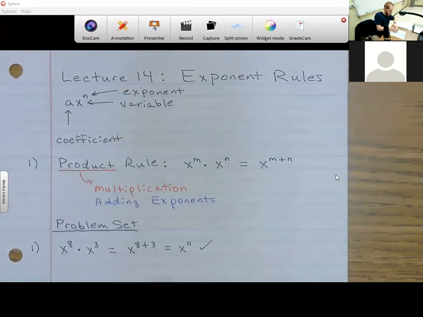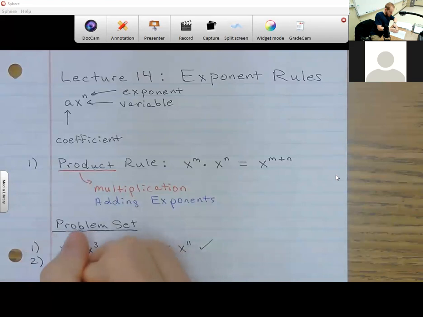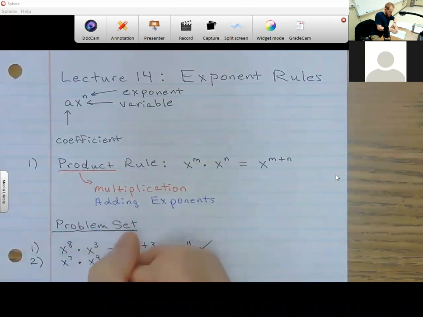On the next problem, we have x to the 7th power times x to the 9th power. Go ahead and try this one on your own. I'll give you guys a few seconds to try that. It should be really simple. All you're doing is adding the exponents. So go ahead and try that. And while you're doing that, I'll be writing down the next 3 problems.